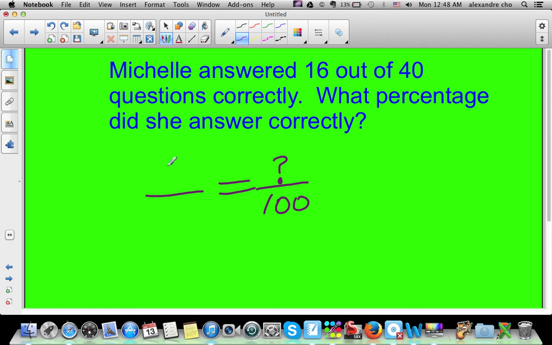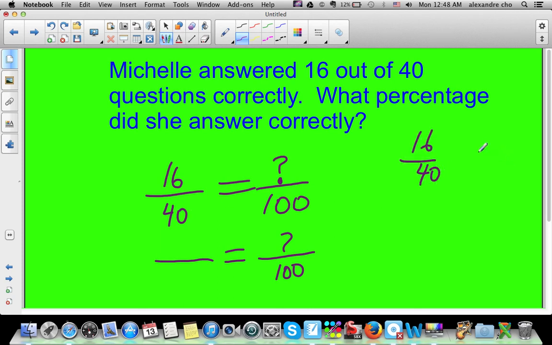And on the other side, 16 was the part that she got correct, and 40 was the total number of questions on the test. So again here, you'll notice that there is no direct whole number relationship between 40 and 100. Nothing multiplied by 40, whole number wise, will give you 100. So again, you need to change things around. Well, we're not going to change the question mark over 100 because that's not a complete fraction. One of the numbers is missing. I'm going to leave that alone. But we can change 16 over 40.